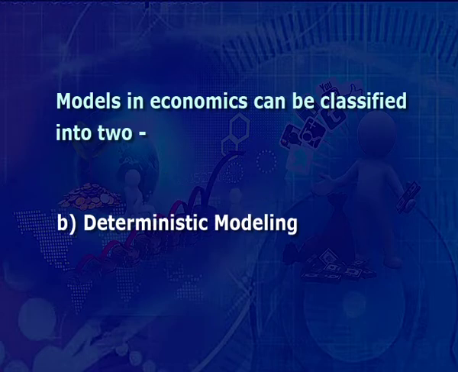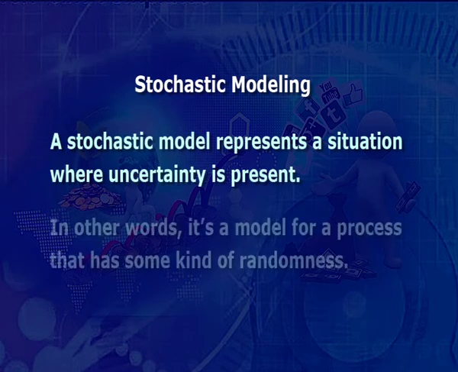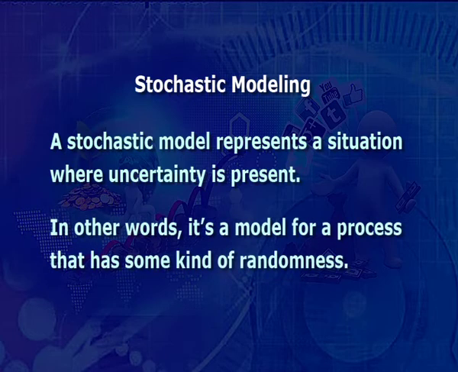Friends, let's understand about stochastic modeling. A stochastic model represents a situation where uncertainty is present. In other words, it is a model for a process that has some kind of randomness. In this model, ranges of value in the form of probability distribution are used. In other words, we can say that stochastic modeling concerns the use of probability to model real-world situations in which uncertainty is present. Stochastic modeling is a form of financial modeling that includes one or more random variables.